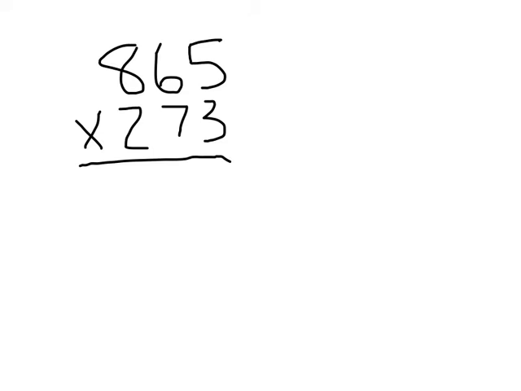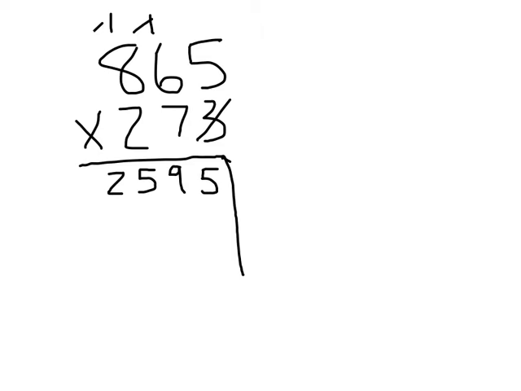Now you try one. What's 865 times 273? Well, I would start by multiplying 3 times everything. 3 times 5 is 15. 3 times 6 is 18, plus 1 more is 19. 3 times 8 is 24, plus 1 more is 25. I'm done with my 3.